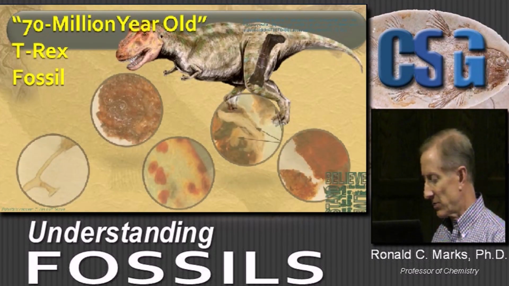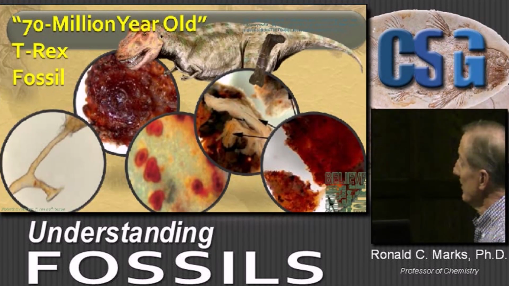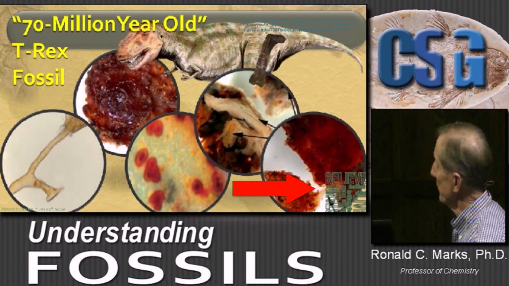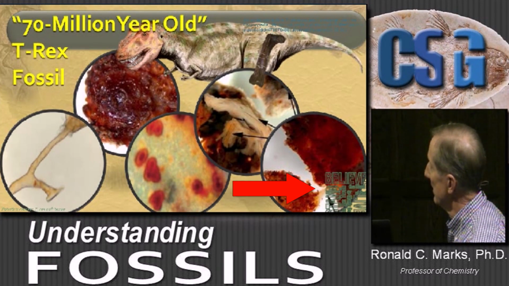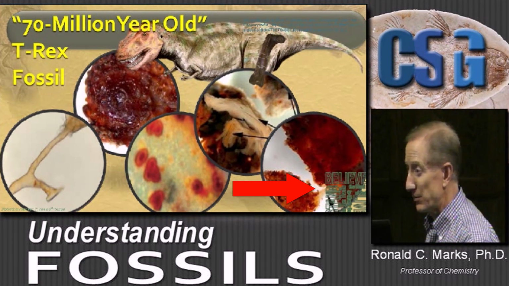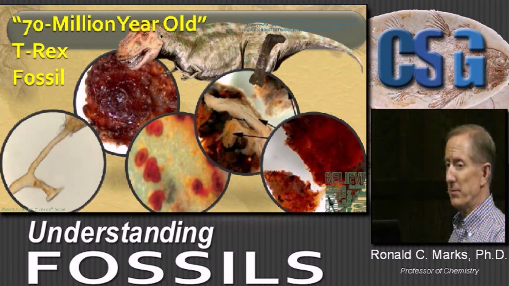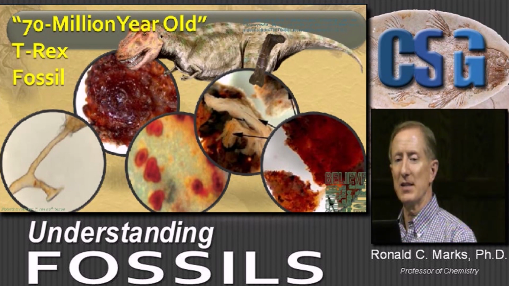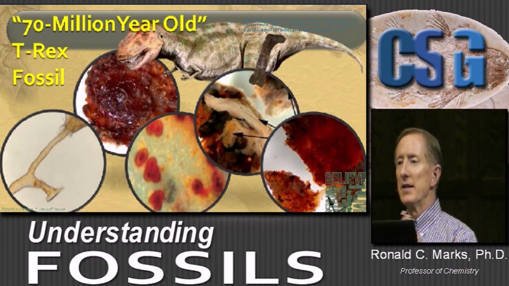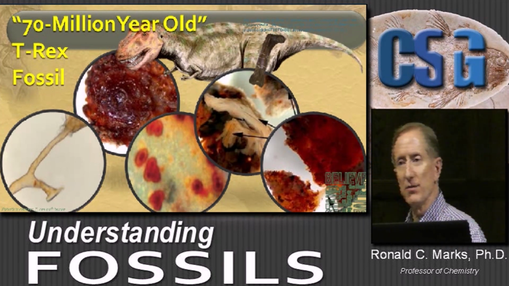And here's some of the pictures of that. So first of all, this piece right here, kind of behind the N and D, this is a piece of tendon that is still flexible. Now, I want you to think about that for a minute. This animal is claimed to be 70 million years old, yet it has tissue in it that is still flexible.